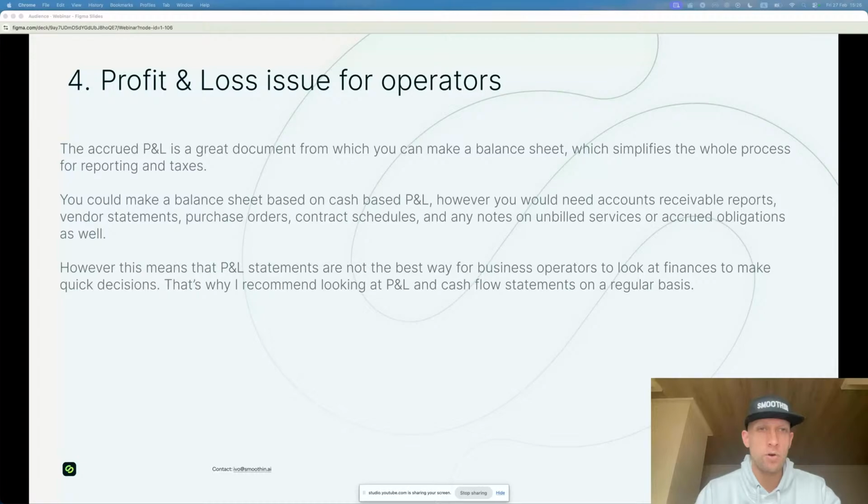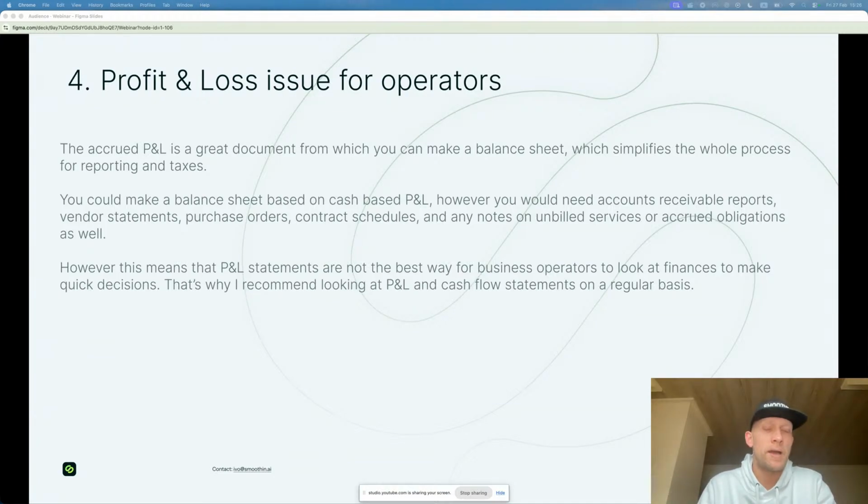Then the fourth issue: profit and loss is a great document from which you can make a balance sheet, which simplifies the whole process, of course, for everybody. You could also make a balance sheet based on a cash-based profit and loss. However, you would need more documents, like a separate report on accounts receivable, separate vendor statements, purchase orders, contract schedules, and any notes on unbilled services or accrued obligations as well. So you would need just a ton more documentation.